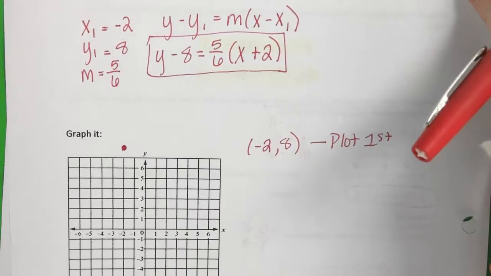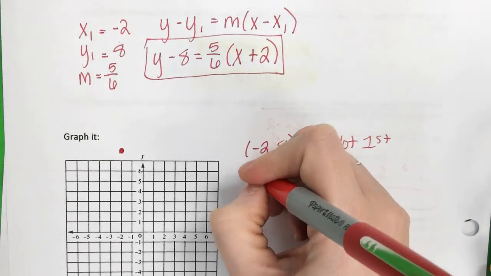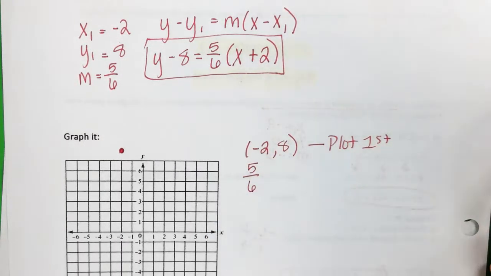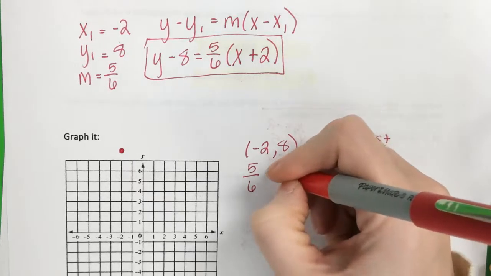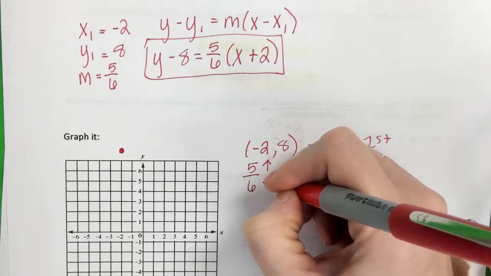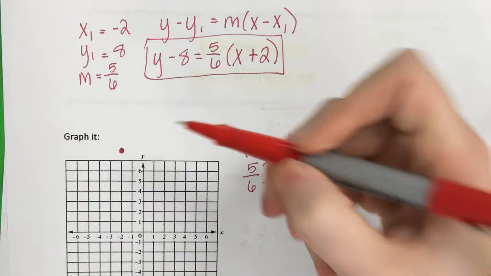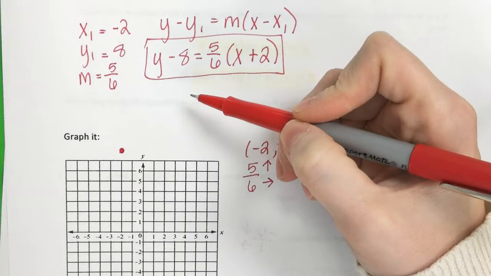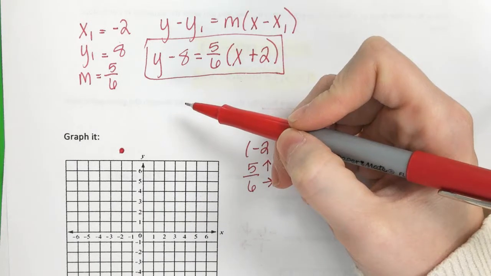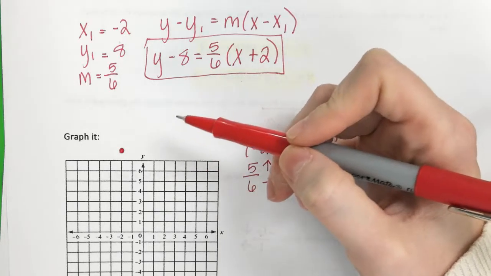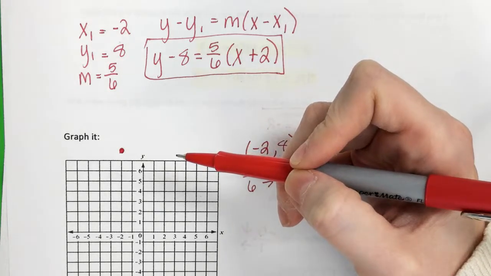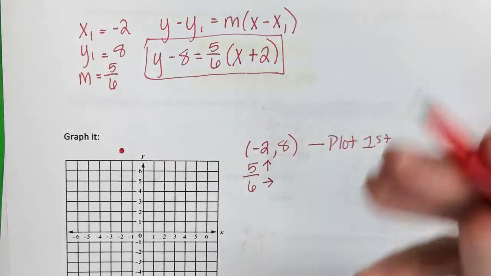The problem that a lot of us are having is, you see our slope is 5/6. On this graph, do I have room to go up 5 and then 6 to the right? No. Definitely not. I'm going to be way up here. Okay? Anybody know something I can do to make this better? Down and then which way? You could go left. Yeah.